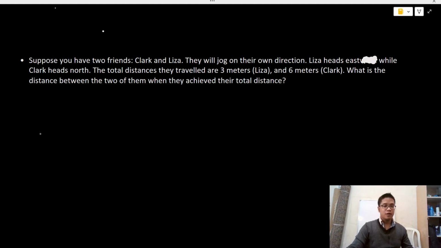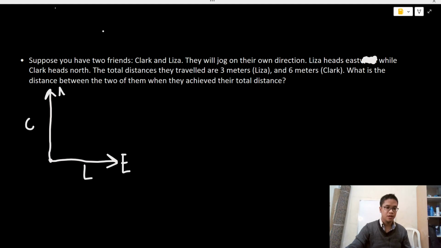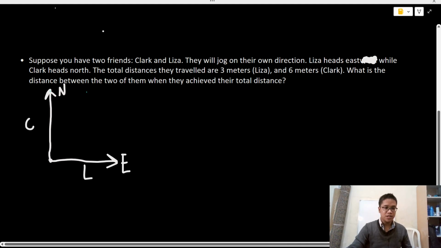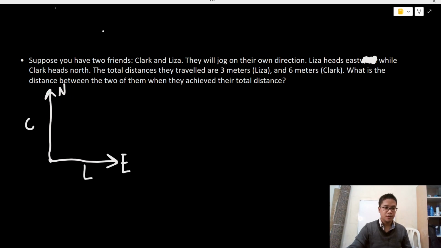Okay? So imagine that this is their starting point. They're going to jog in their own directions. Liza heads east, so it goes east. Then Clark goes north. Now, our goal is to find the distance between the two of them. This is their total distance, right? So what would be their total distance?